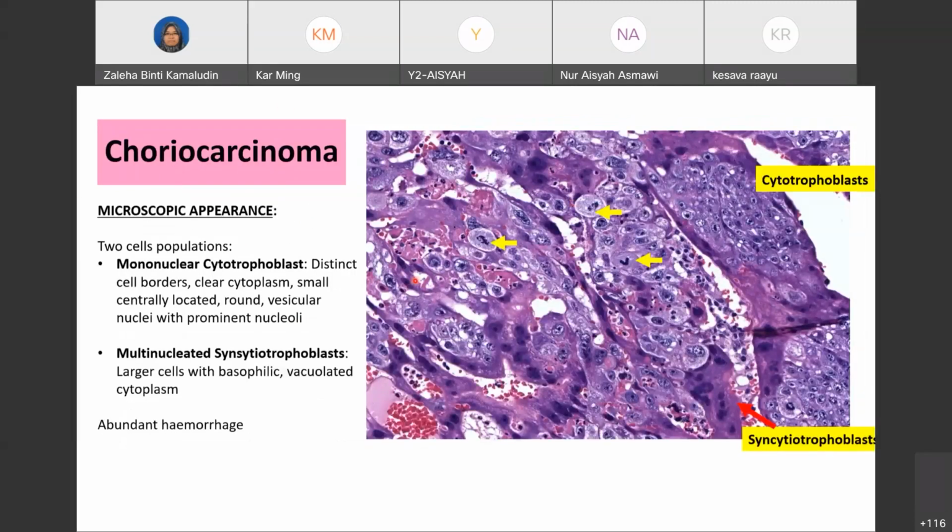So microscopically, you can see the choriocarcinoma. The types of cells that can be seen are the mononuclear cytotrophoblast, in this area, and another type of cell, the syncytiotrophoblast. You can see there are multiple nuclei within the same cytoplasm, and the cytoplasm is denser in comparison with the cytotrophoblast. The cytotrophoblast has its own cytoplasm, one nucleus within one cytoplasm. But for the syncytiotrophoblast, there are many nuclei within one cytoplasm.